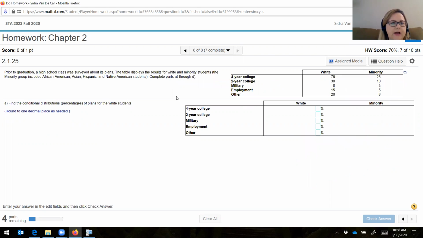Prior to graduation, a high school class was surveyed about its plans. The table displays the results for white and minority students. The minority group included African American, Asian, Hispanic, and Native American students. Complete part. Find the conditional distributions, percentages of plans for the white students. So here are the white students in the first column. So I want the percentages.